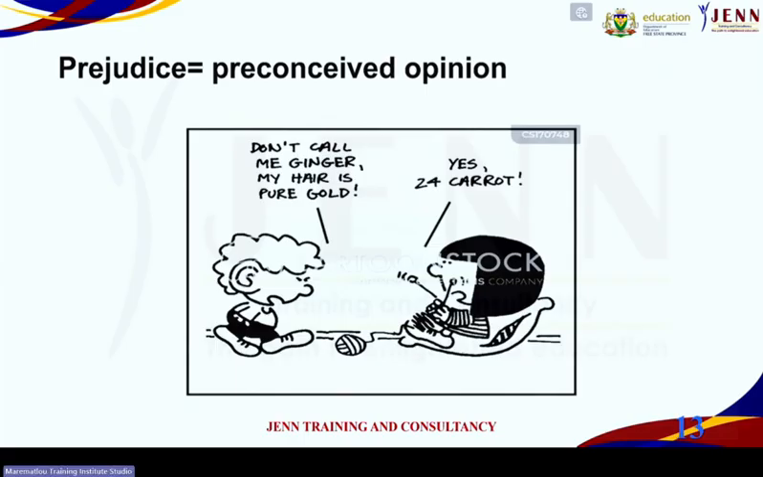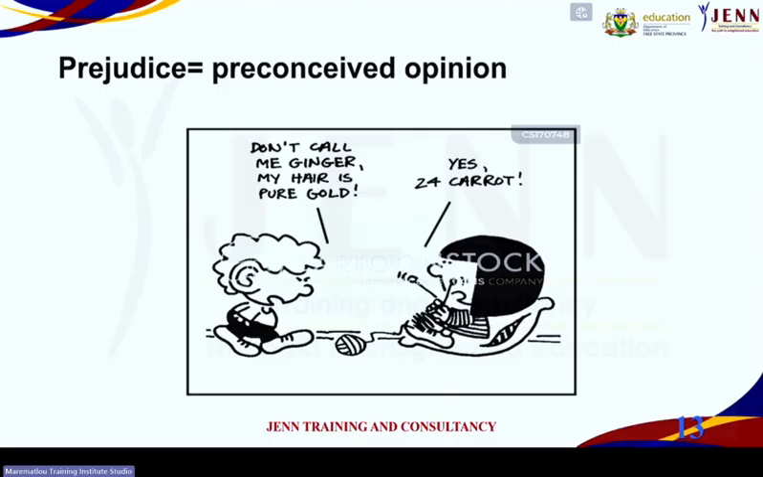Another part of critical language awareness is prejudice. Now, that is when you have a preconceived opinion about something. Now, you do need to have quite a large general knowledge to be able to identify prejudices and biases. But in this cartoon, unfortunately, our character doesn't have red hair in the cartoon, but he says to his friend, "Do not call me a ginger. My hair is pure gold." So we assume that his hair is red.